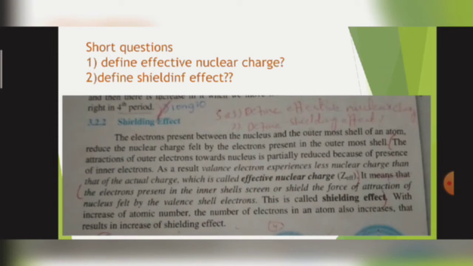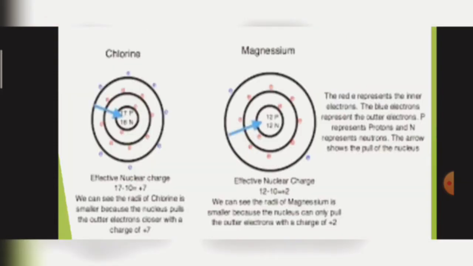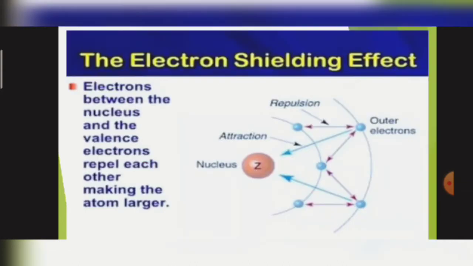From this paragraph you have to learn two short questions: define effective nuclear charge and define shielding effect. What are these two terms? First of all, I will explain here. What is the shielding effect? Shielding effect is when the inner electrons shield the nucleus and protect the outer shell electrons from the influence of the nuclear charge.